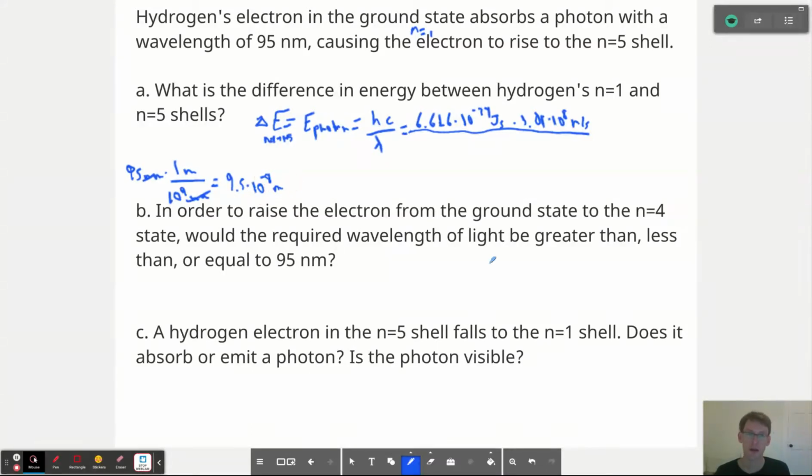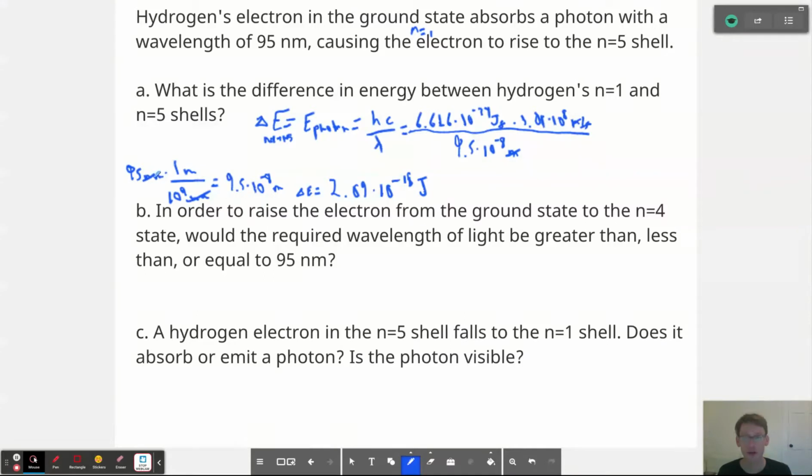And that's what we'll put here in the denominator, 9.5 times 10 to the negative 8th meters. Cancel out the meters, cancel the seconds. We end up with energy in joules as we're expecting, and that energy is equal to 2.09 times 10 to the negative 18th joules. And that is the change in energy as we go from the n equals 1 to the n equals 5 shell.